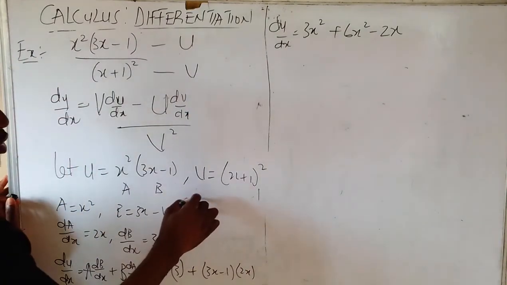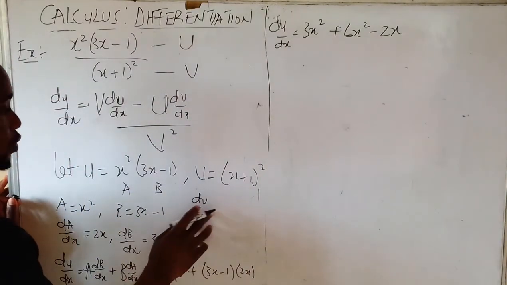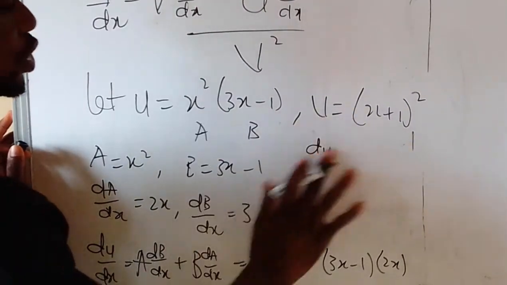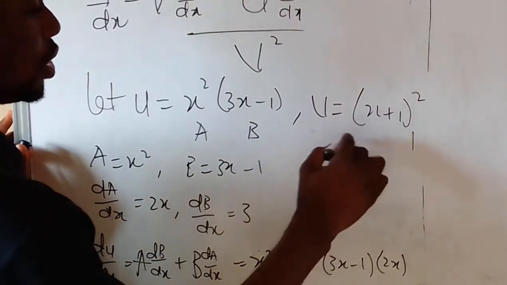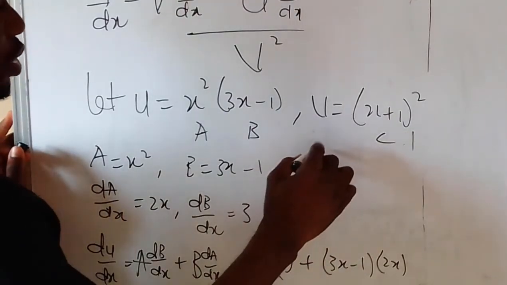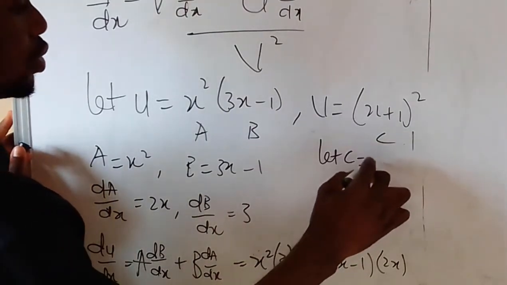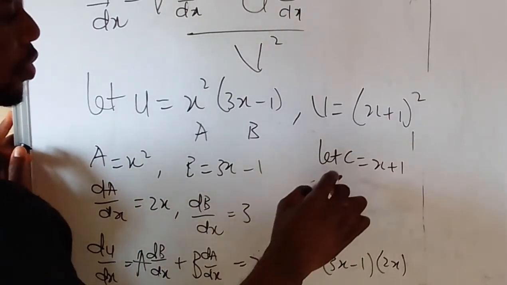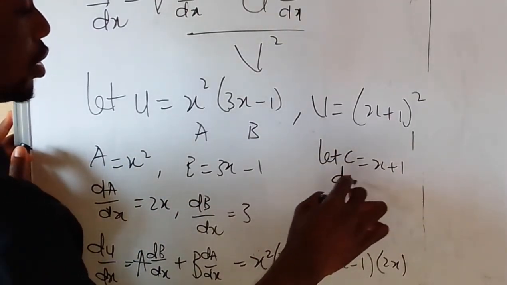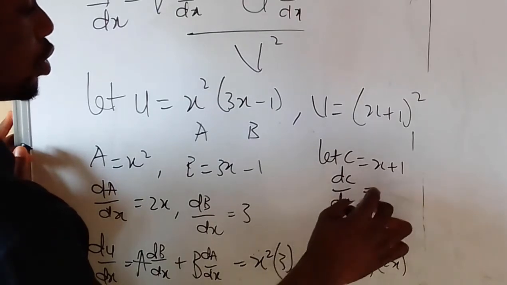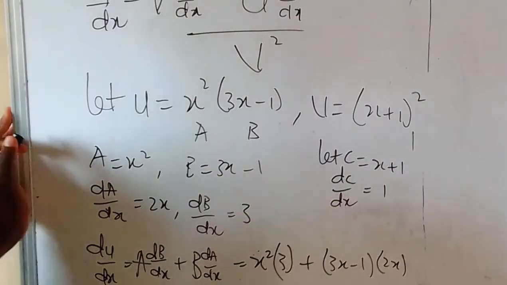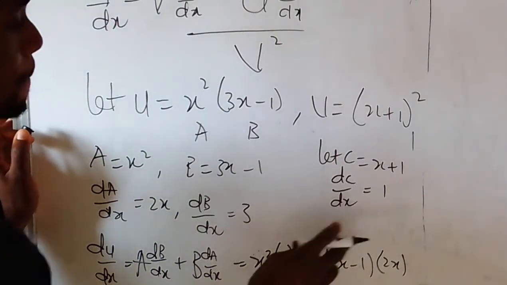For the dv/dx in this case, I have to use function of a function or the chain rule. So let's say this is c. Let c be equal to x plus 1, in which case dc/dx is equal to 1.